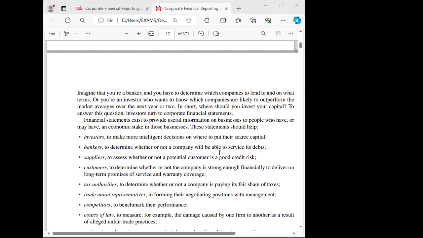Then you have another group of stakeholders, which is probably number 6, which are trade unions, trade union representatives. When they are negotiating salary increases, they must be aware of the financial position of the company. So if the company is not making a lot of profit, it would be unreasonable for the trade union representatives to be asking for the company to double their salaries, for example. So these financial statements are a very useful tool for these trade union leaders when they are negotiating for better packages for their people.